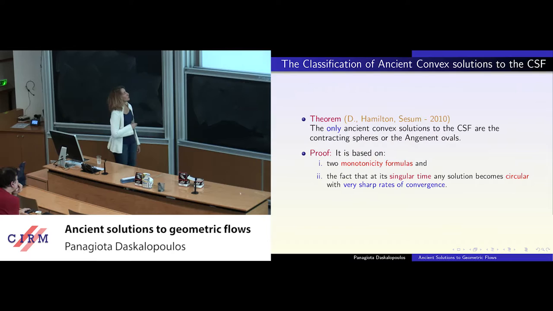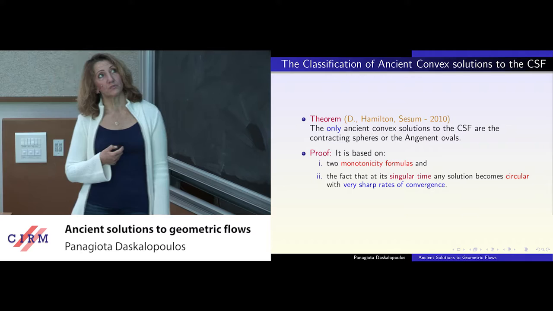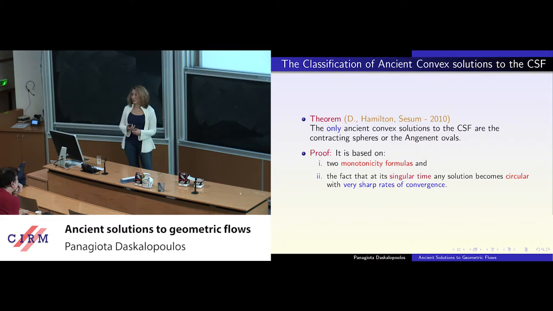So an older result, in collaboration with Richard Hamilton and Natasa Sesum, we studied the Angenent convex solutions, and we proved that these are the only ones. So it's a uniqueness result. And the proof is quite easy, because it happens that you have two very nice monotonicity formulas on the curvature and the derivatives of the curvature, which you combine with very precise asymptotics as to what happens at the singularity forward. So the information that you know exactly what happens at the vanishing time, where the curve becomes circular, gives you a bound that you can use to classify.